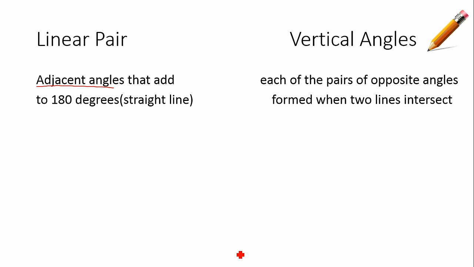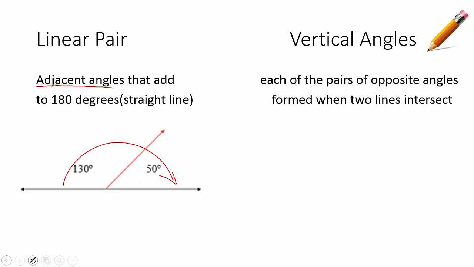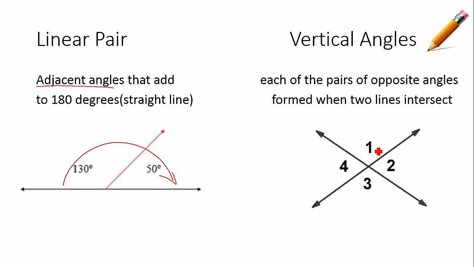If we were to put this into pictures here and make sense of what those words say, this would be a linear pair. We have adjacent angles that add up to make 180 degrees, or a straight line, a straight angle. Vertical angles are made when two lines intersect. So that's this picture. Two lines are intersecting. Right there in the middle is their intersection point. They make four angles when that happens.